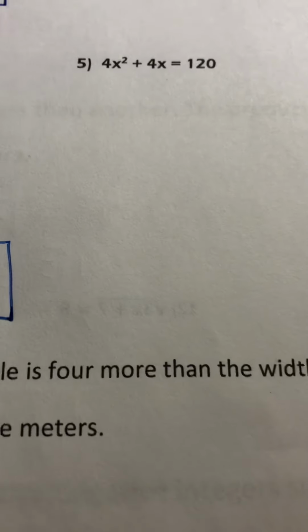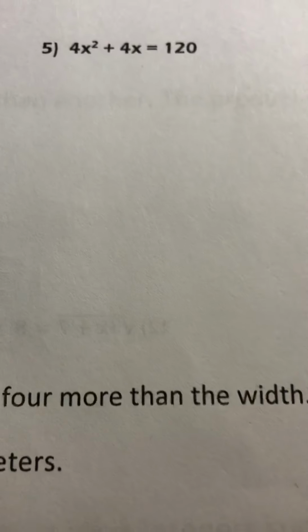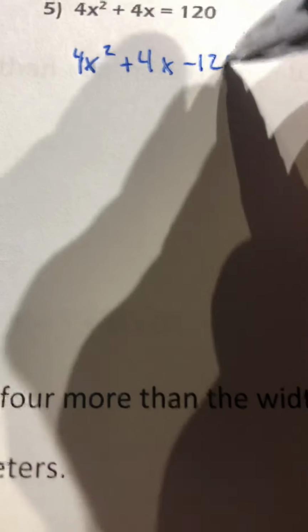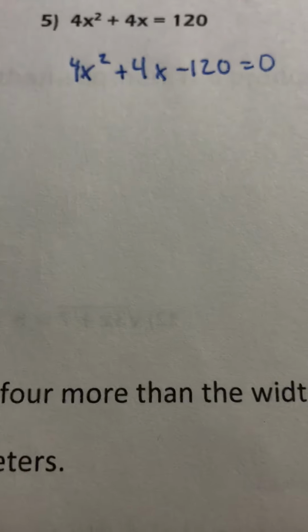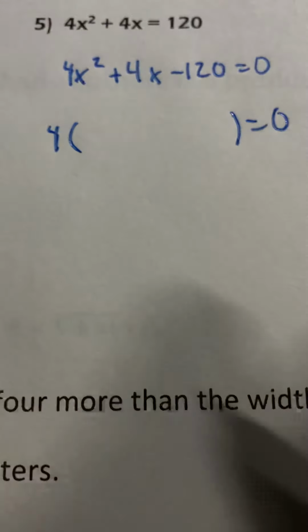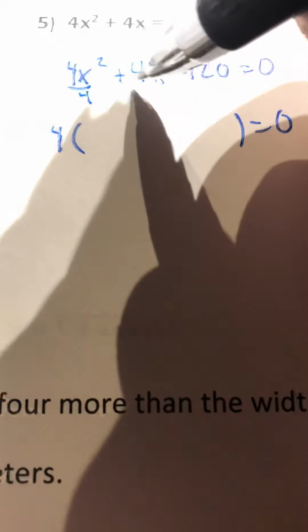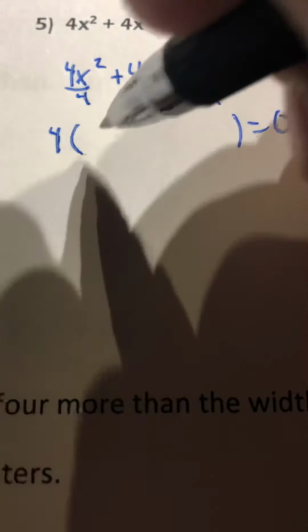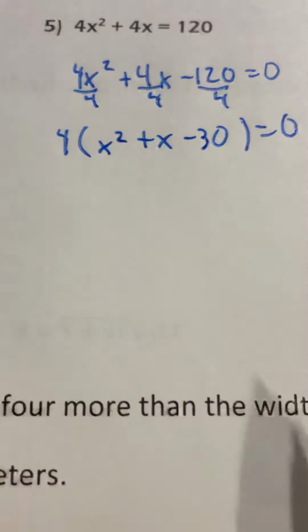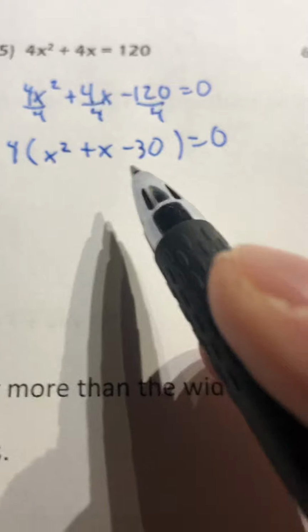For number 5, you are going to set this equal to 0. We're going to start this one together. We have 4x squared plus 4x minus 120. You're going to have a GCF of 4. So we divide each of these by 4. And I'll have x squared plus x minus 30. You're then going to have to factor that again. And you'll continue.